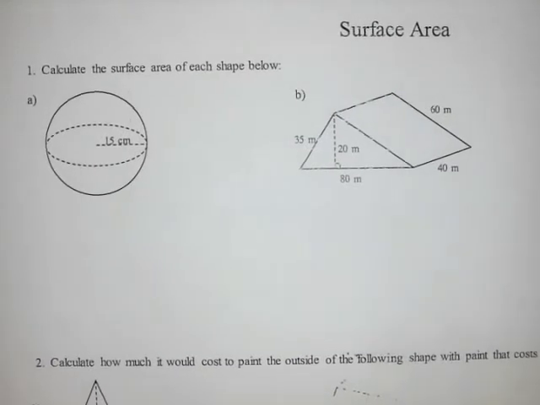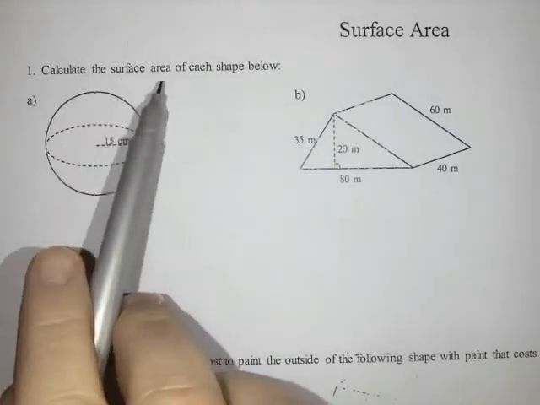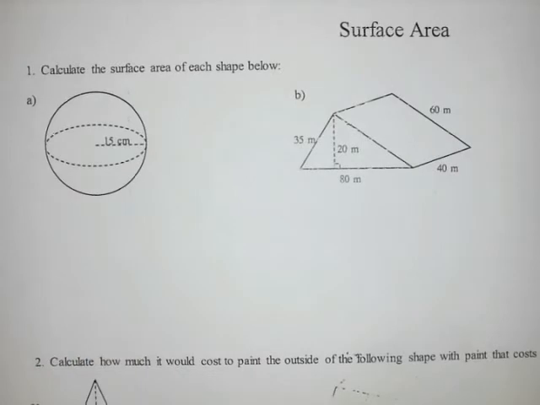So our first question here says, calculate the surface area of each shape below. Surface area is the area on the outside of a shape. So if you wanted to paint the walls in your bedroom, or wrap a present and know how much paper it takes to cover the outside, anytime we're talking about the outside surface, we're talking about surface area.